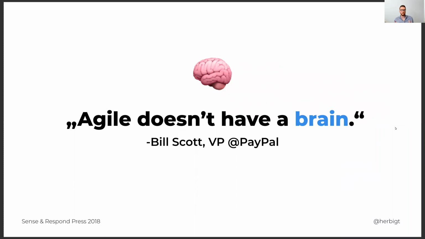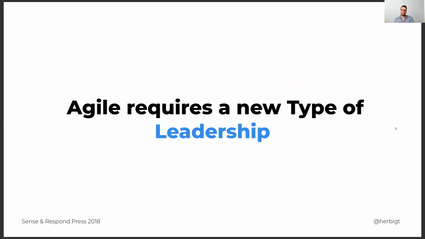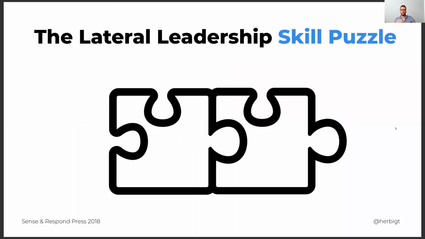Because when you're in hierarchical leadership, you can always fall back to your traditional tools, like a performance improvement plan or whatever. But in a lateral leadership relationship, you can't do that. So you really have to rely on your brain to define the relationship you have with your teammates. So Agile essentially requires a new type of leadership we have to adapt in order to succeed with the self-organization of the teams. And one thing I came up with when I thought about how to make this more practical is basically a two-piece puzzle, which I consider to be the lateral leadership skill puzzle.